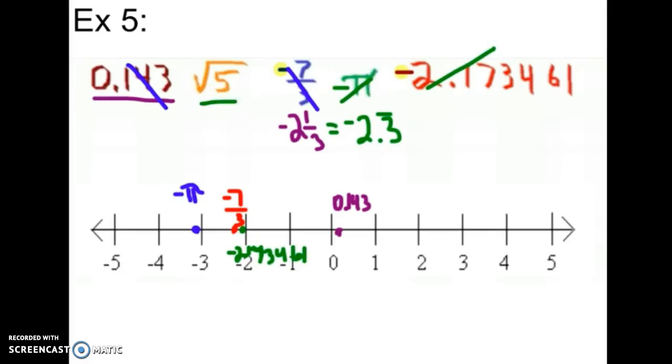So my only value that I have left is the square root of 5. Square root of 4 is 2. The other side, we've got the square root of 9, which is 3. So the square root of 5 is going to be somewhere between 2 and 3. It's really close. 5 is really close to 4. So it's going to be very close to 2. So I'm going to put it just a little bit to the right of 2. We'll label that the square root of 5.